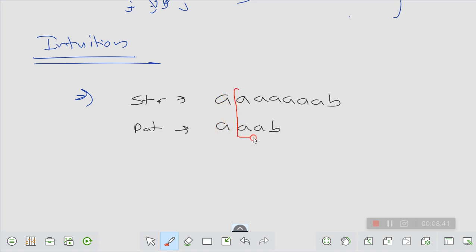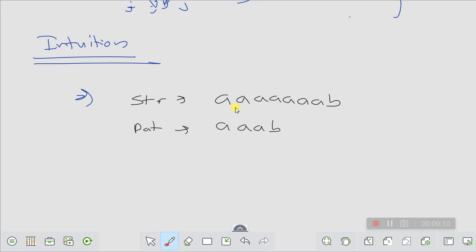Now just move to this point. Are they matching? Yes, they are matching. Now move to this particular index. Are they matching? Yes, they are matching. Now move to this index. At this point I find out that these are not matching. So I'm going to move my pointer j back to the starting position, and my pointer I to the next position from the starting position.